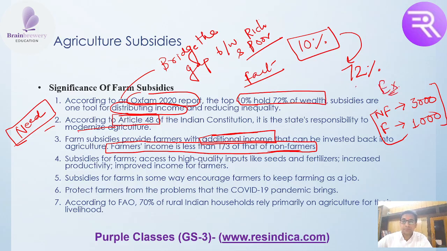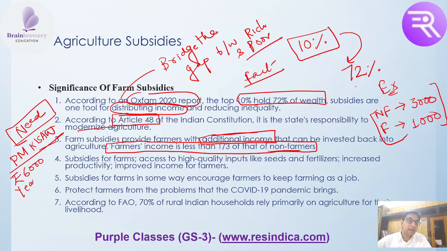Okay, so subsidies provide a certain kind of income which the farmer will receive from the government. For example, the government has started PM Kisan Yojana, right? In which the government is providing the farmer with rupees 6,000 yearly, right?